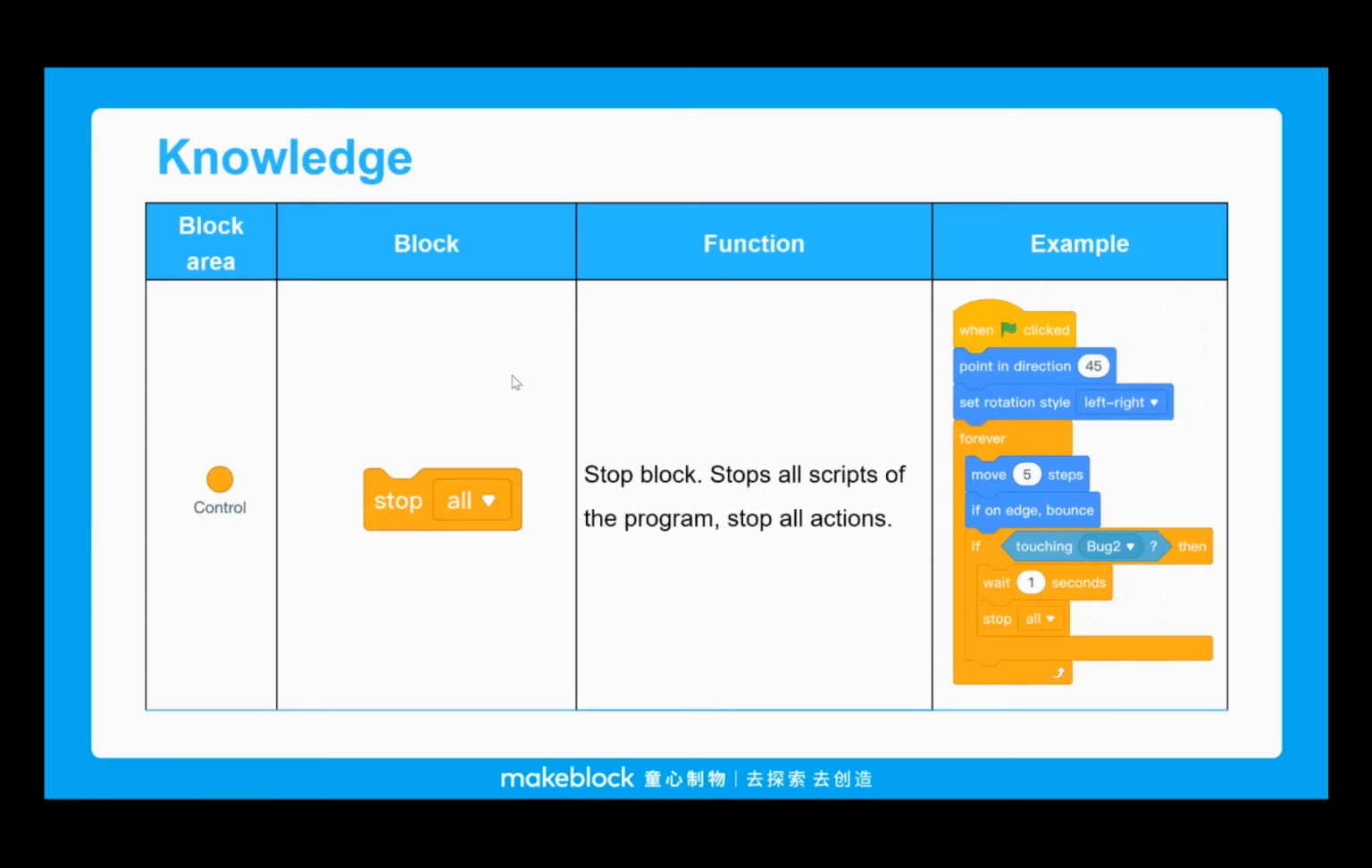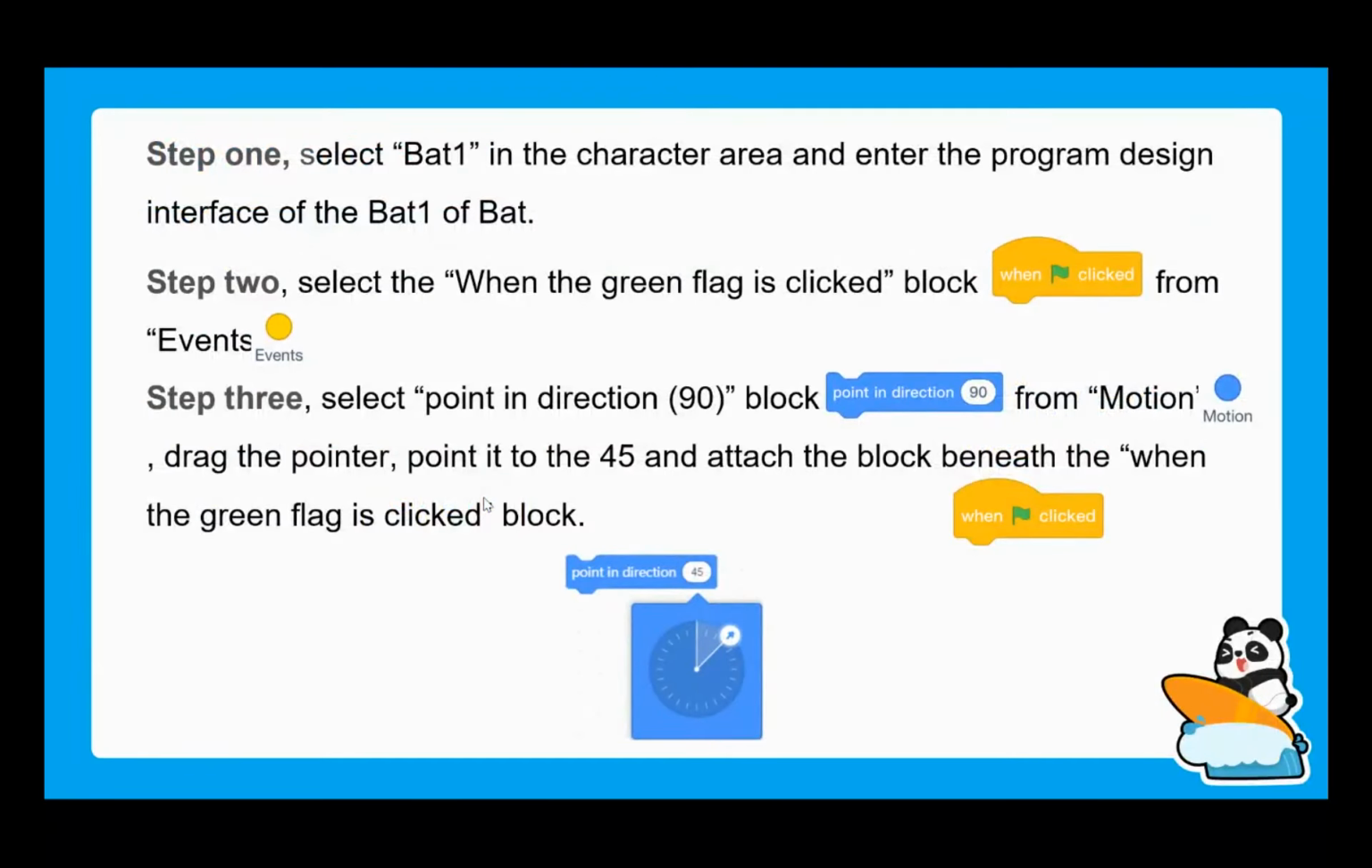And it's really, again, straightforward. You'll find it in the control area. You can see it just says stop all, which means to stop all scripts. Everything in the game, everything in the program will stop. That is the end of the game. So we'll be looking at how we can use that shortly as well.